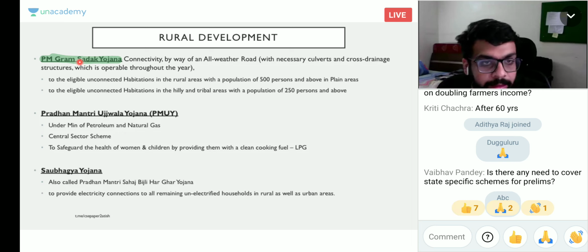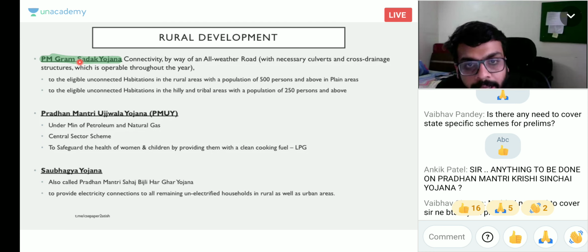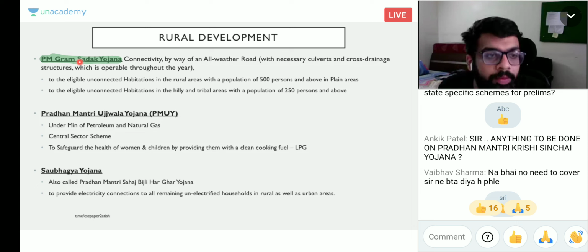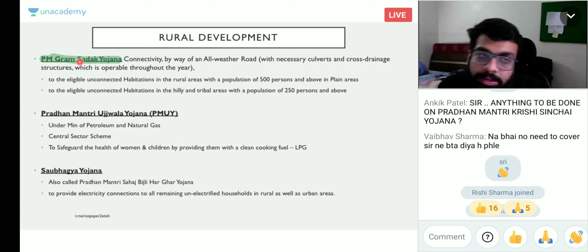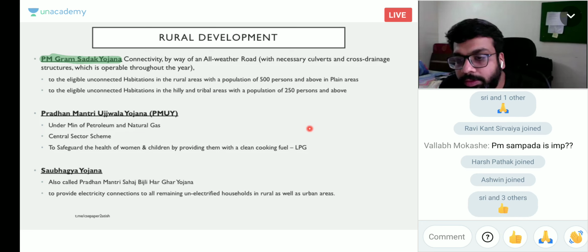It basically means wherever there is, for example, in a plain area with a population of 500 and more, and in a hilly and tribal area with a population of 200 and more, 250 and more, and if that area does not have a road, we'll build a road. That's all that there is and nothing more. Please don't worry about anything else.